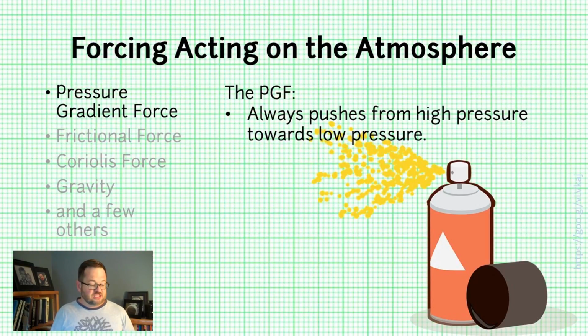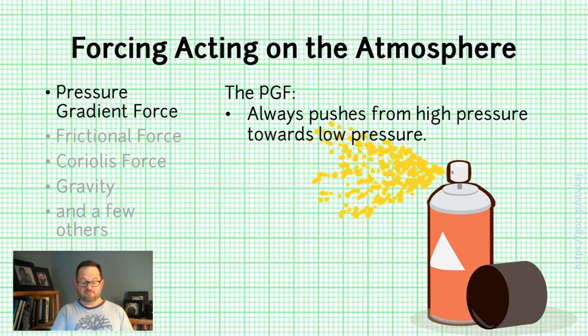Now, we'll deal with each of them individually, but the first one I want to talk about is the so-called pressure gradient force. Powerful vocabulary word in there, gradient. Gradient is how something changes over a distance. So like how temperature is different from one place to another is a temperature gradient. Or how pressure is different from one place to another is a pressure gradient.